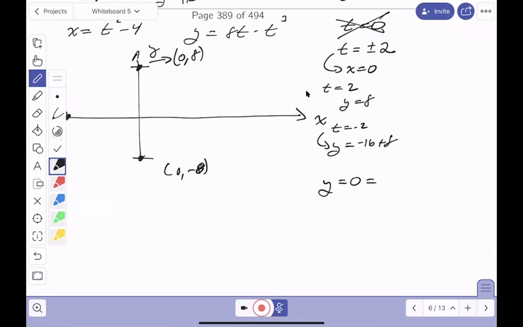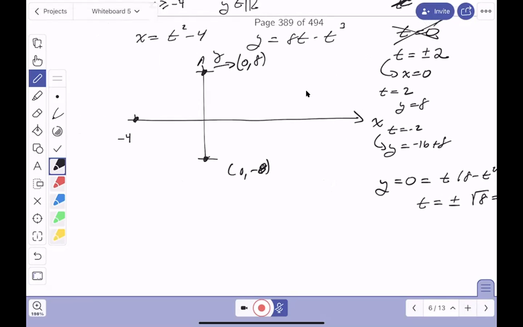Well, I'm going to factor it. It's going to be t, right? I want the y to be 0. When t, let's see, that would be 8 minus t squared. So when t is 0, I already knew about that. But it also occurs when t is plus or minus the root of 8, which is 2 root 2s, plus or minus 2 root 2s.